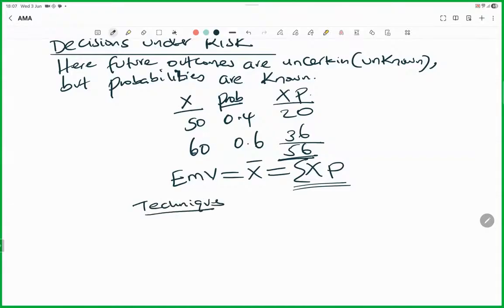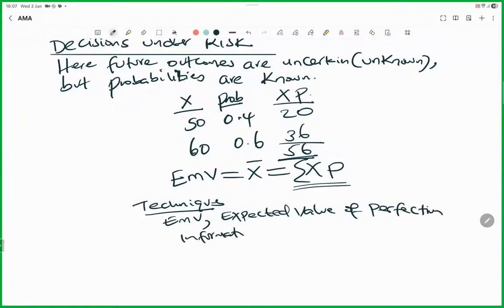Now, ladies and gentlemen, under this risk environment, your examiner expects us to teach you the following techniques. If you look at your syllabus, your examiner wants us to teach you EMV, then what we call expected value of perfect information, EV of PI, which you must be able to know. And lastly, on this environment, you want to know how to draw decision trees.